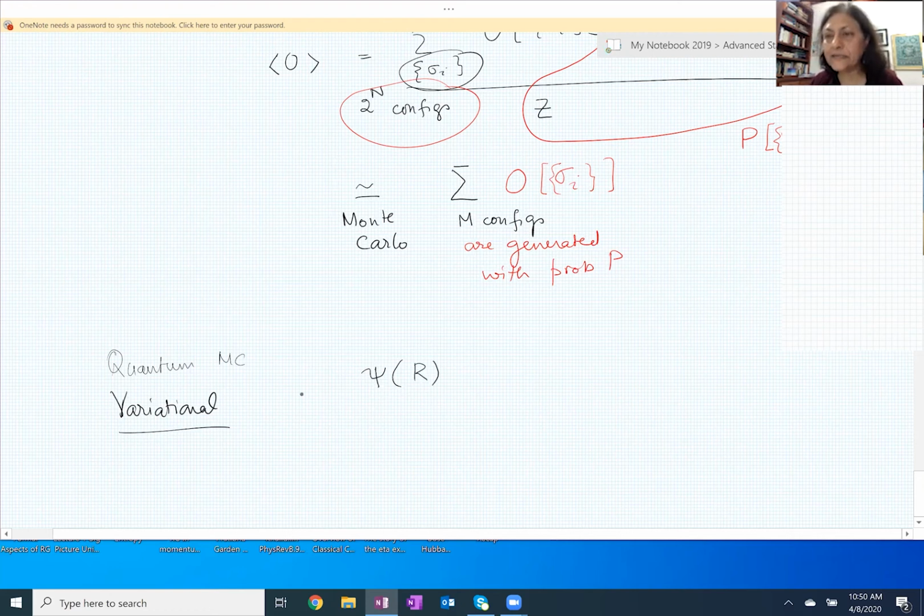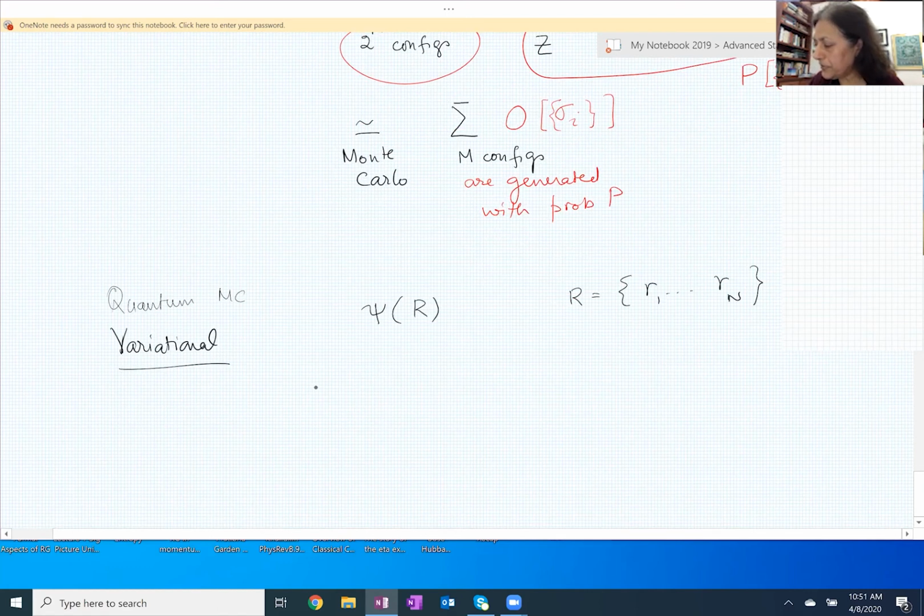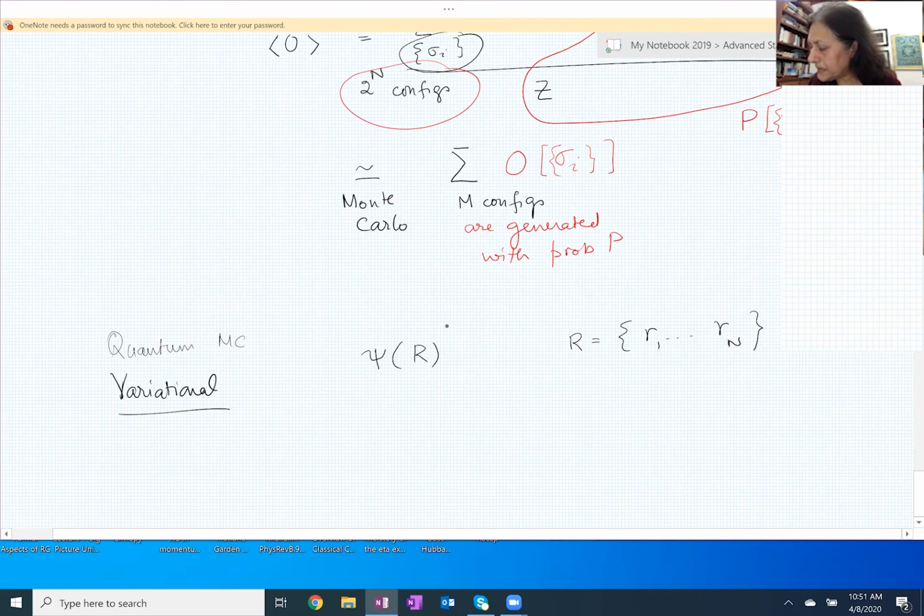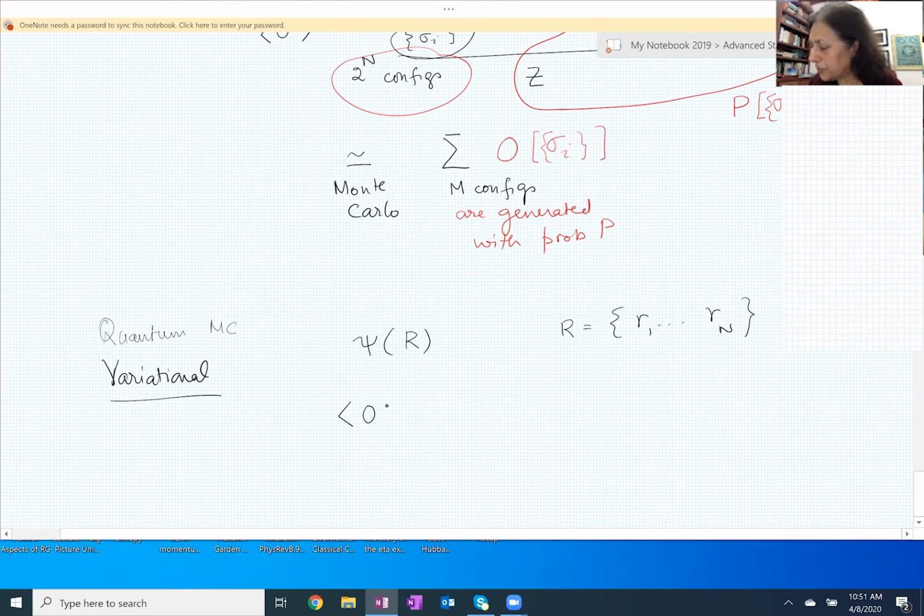So psi of R is some variational wave function, and R is a given set of configurations of these spins or bosons or whatever it is. Now our analogous problem is we want to evaluate the operator O as, let's say, a sum over. So this is an expectation value. This is psi, the many body wave function. Psi, operator, psi, normalized.